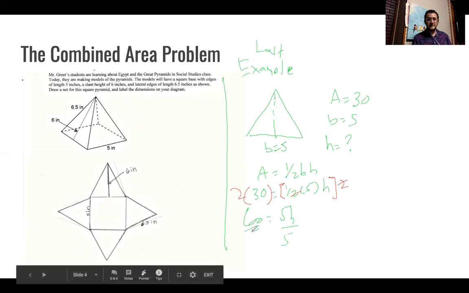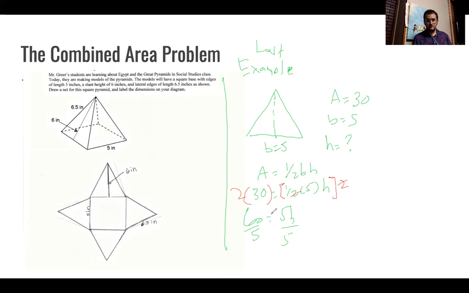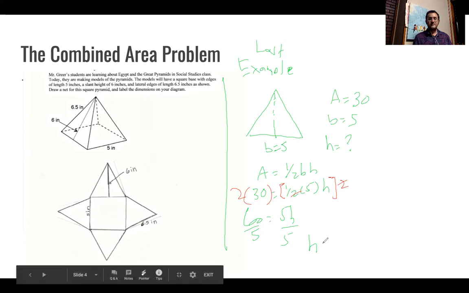Just divide by 5. And when we divide by 5, I get that h is equal to 12. And maybe it would be 12 units.